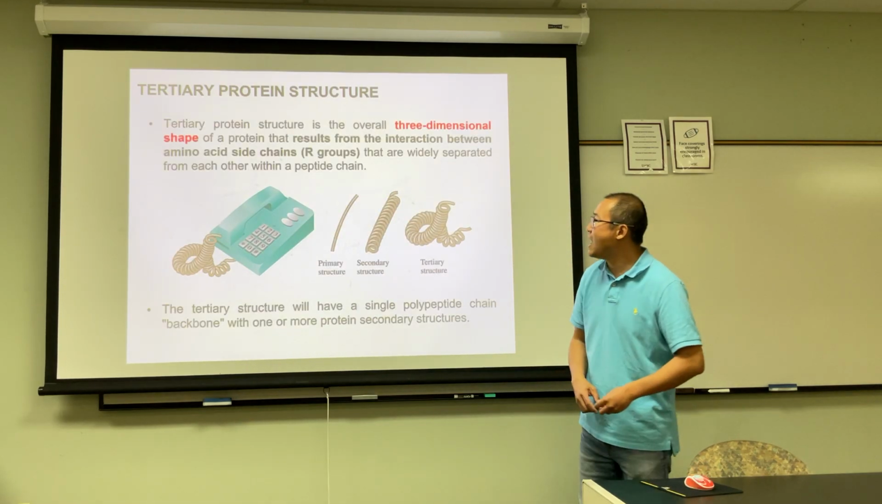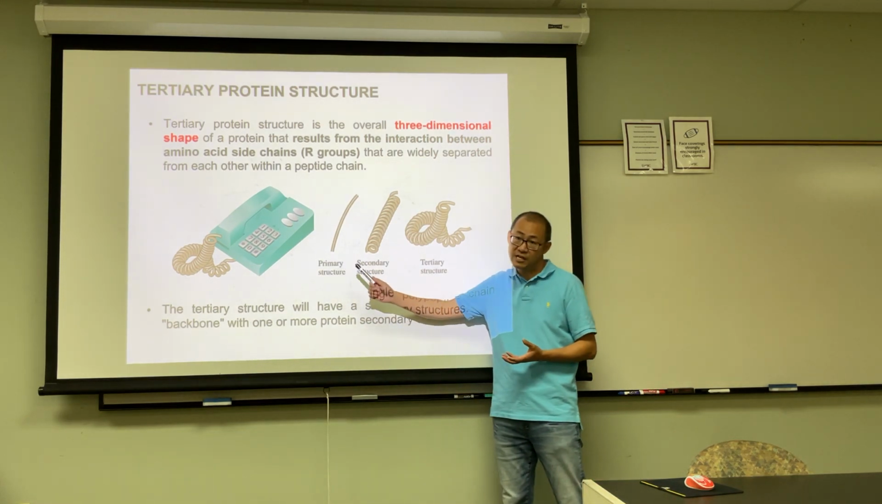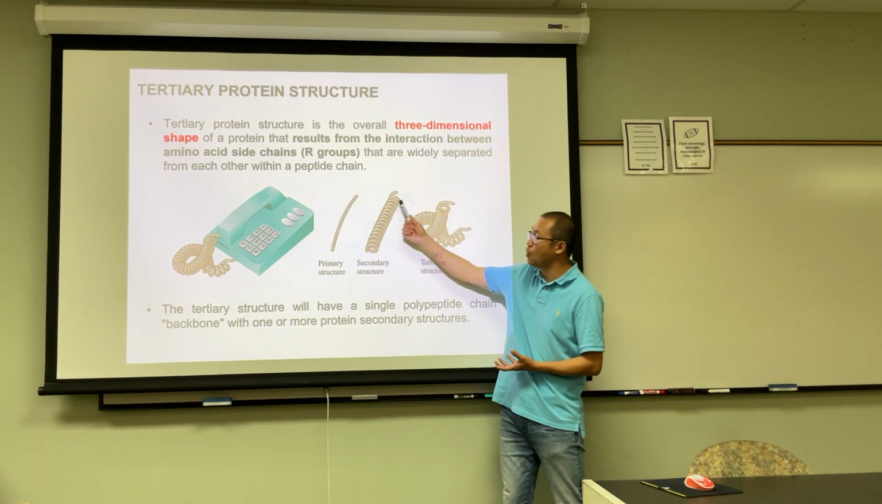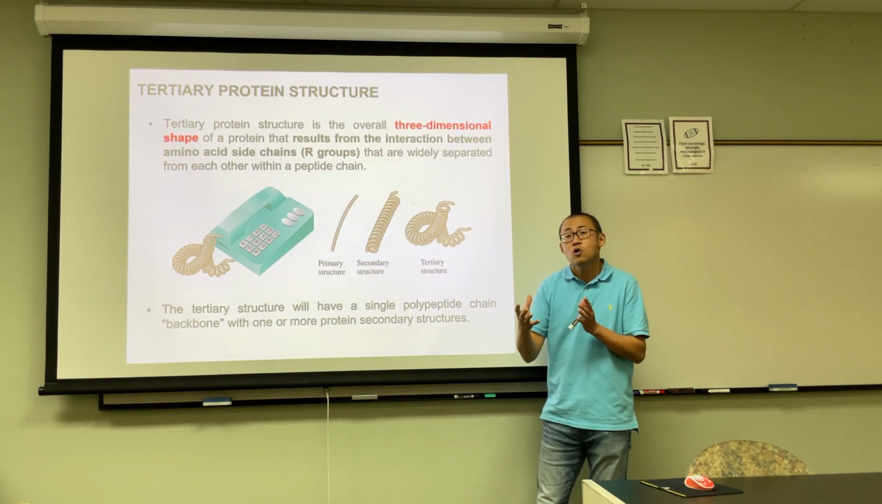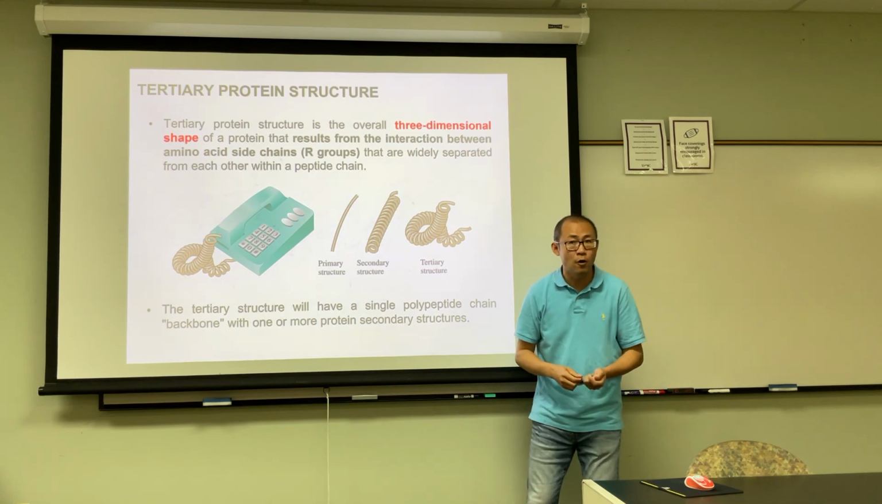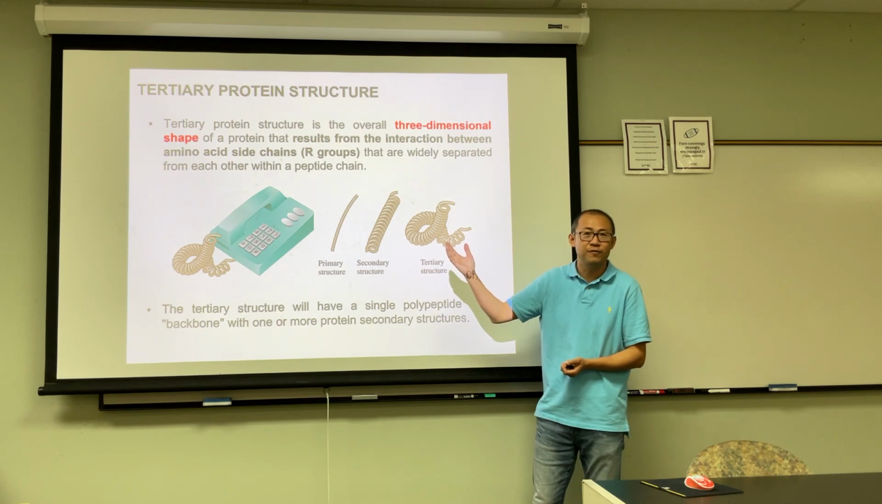Now, after primary structure, we know it's a sequence. Secondary structure is the local segment. After that, this local segment will further fold. I'm using a phone line to show you what a further fold means.